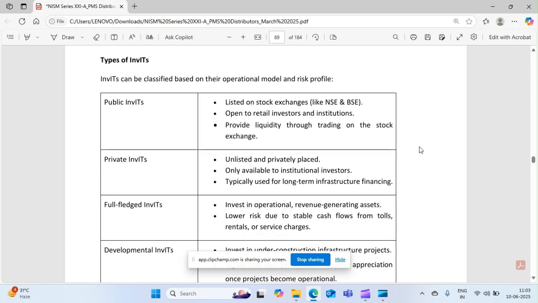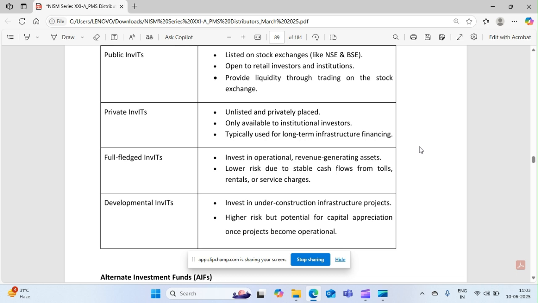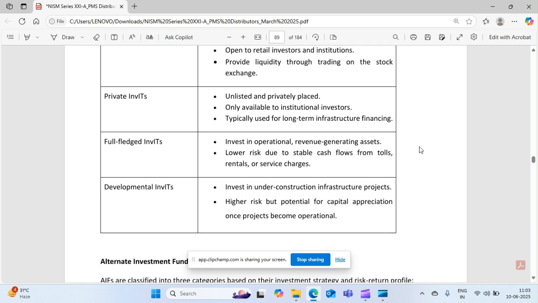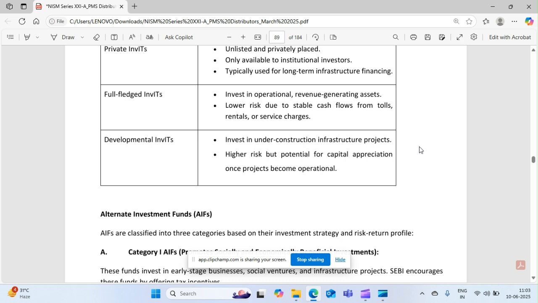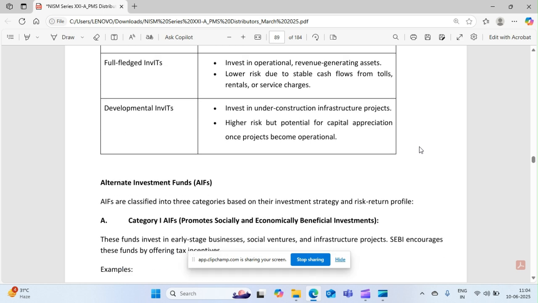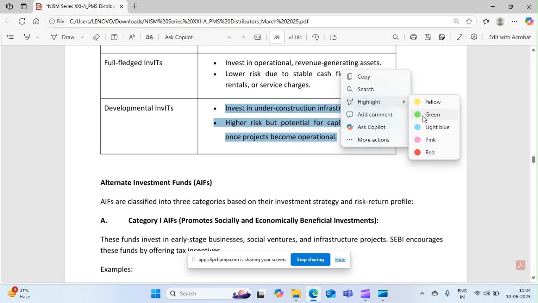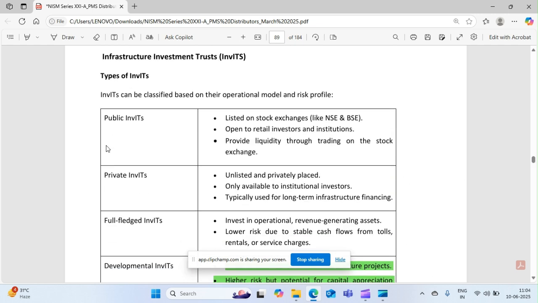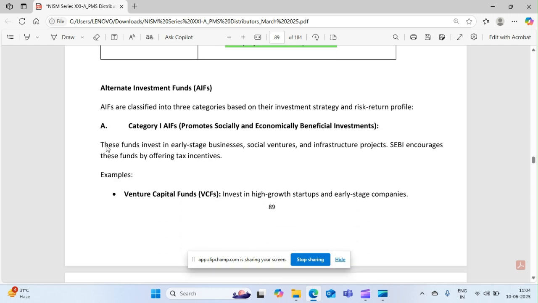Then you have public InvITs, where they're listed on stock exchange, open to retail investors, provide liquidity. Private InvITs are unlisted because the name itself suggests only available to institutional investors. Then we have full-fledged InvITs. They invest in operational and revenue generating assets, lower risk due to stable cash flows. And then we have development InvITs who are investing in under construction projects, right? So there is a higher risk here. Now, again, please note down the types of InvITs, which I have already shared here and which the book also shares, anyways. Then you have the AIFs.